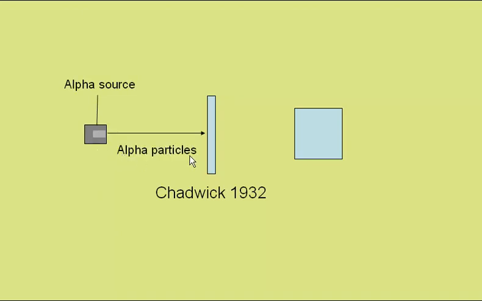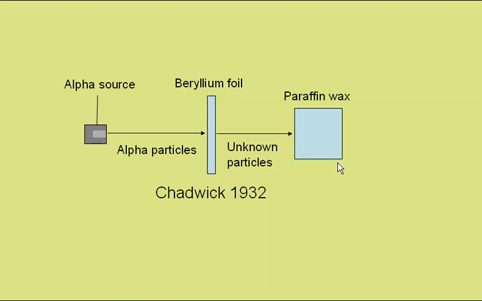This is the apparatus used by Chadwick in 1932, which led to the discovery of the neutron. He had an alpha source, which sent out alpha particles to collide with beryllium foil. At the time, unknown particles were travelling to some paraffin wax, and protons were being ejected from the paraffin wax. Initially it was thought these unknown particles may have been gamma rays, which were already known about, but it was later found that they were neutrons.